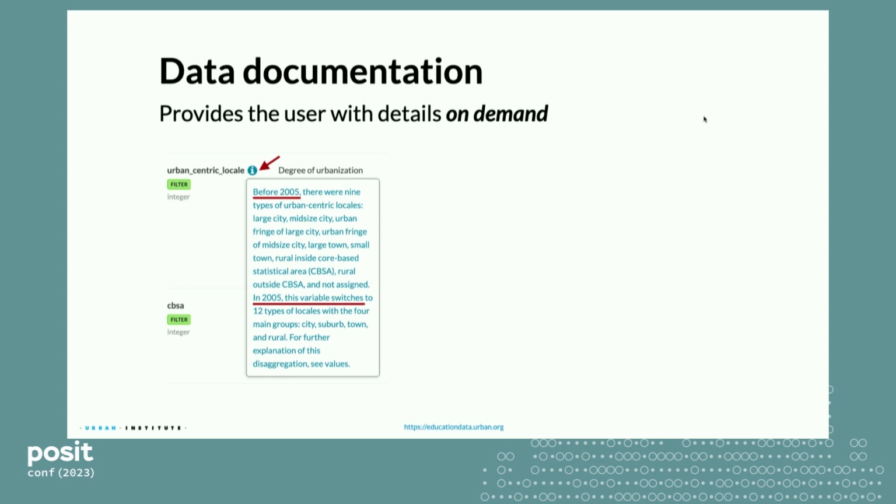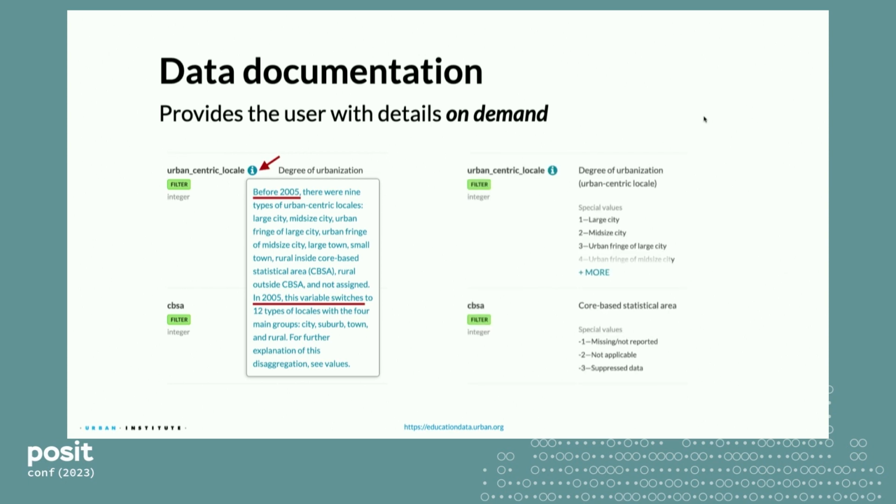The second thing I want to talk about on the data documentation front is that it provides the user with details on demand. Here you can see that same variable, and by hovering over the little information tooltip, you can see that before 2005, there were 9 types of urban-centric locales, and after 2005, the variable switched. Again, there are lots of folks for whom that's really important information. They really need to know that, which is great. But there are also lots of folks for whom that just isn't relevant.